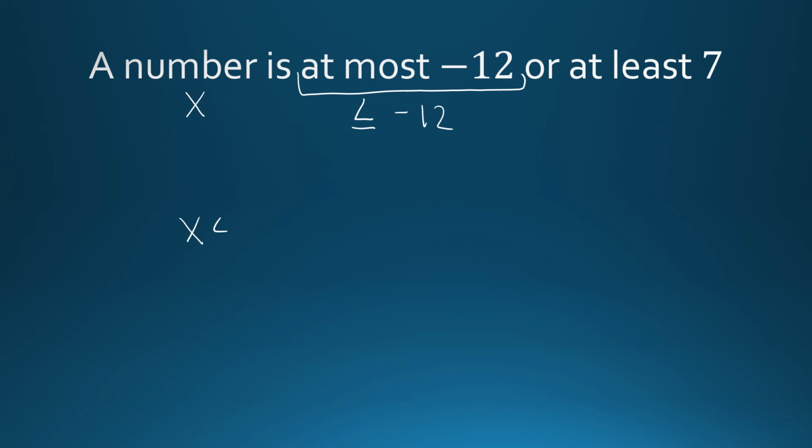So I'll write that all as one inequality. And then your or, that's the key word for our compound inequality. And then or at least 7. So x is at least 7, which means it could be 7, but it could also be larger than 7. So at least gives us the greater than or equal to 7 inequality.